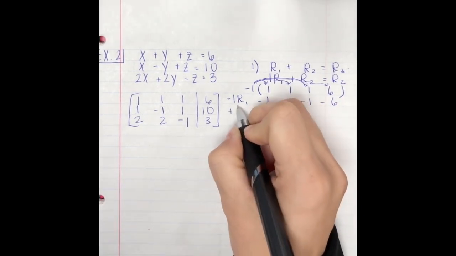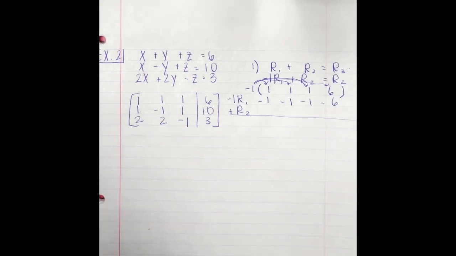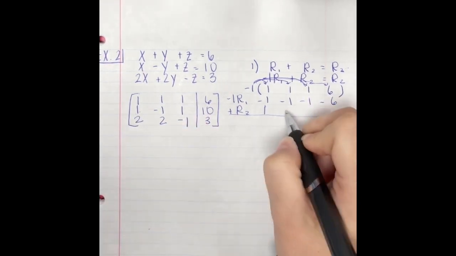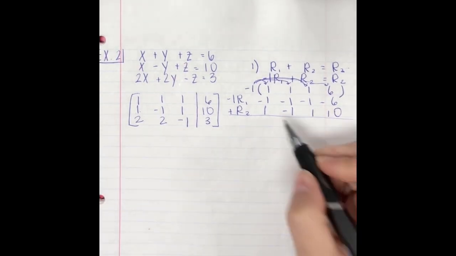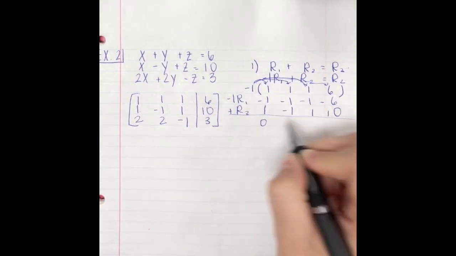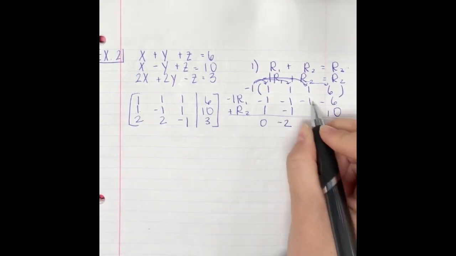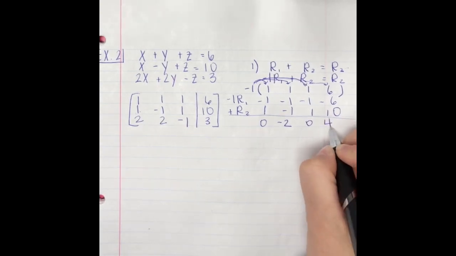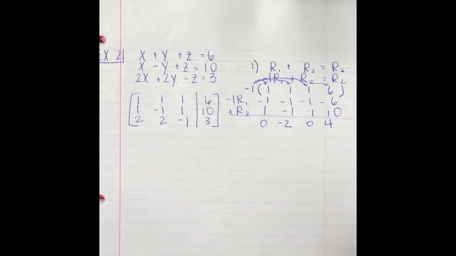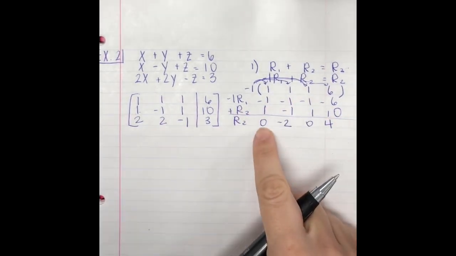And then I want to add it to my row 2, which we're not changing anything to. So I'm just copying it over as 1, negative 1, 1, and 10. Okay? So negative 1 and 1 is 0. Negative 1 and a negative 1 is a negative 2. Negative 1 and 1 is 0. And negative 6 and a positive 10 gives us a positive 4. Okay? So this is our new row 2 that has 0 for our x value.